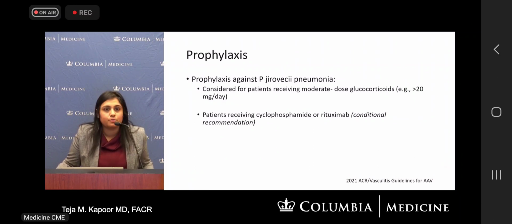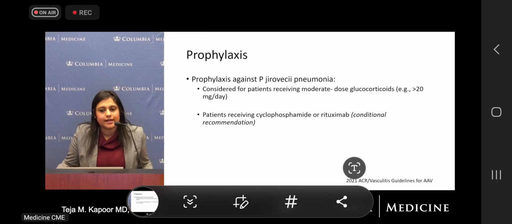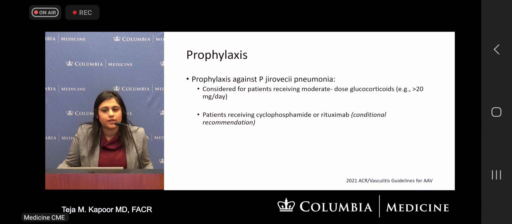And just quickly going through prophylaxis for PJP. It's considered for patients who are receiving moderate dose glucocorticoids, 20 milligrams a day or higher. There's a conditional recommendation to use it for cyclophosphamide or rituximab. And we don't have any guidelines regarding CMV prophylaxis, PPI for GI prophylaxis, or fluconazole prophylaxis.